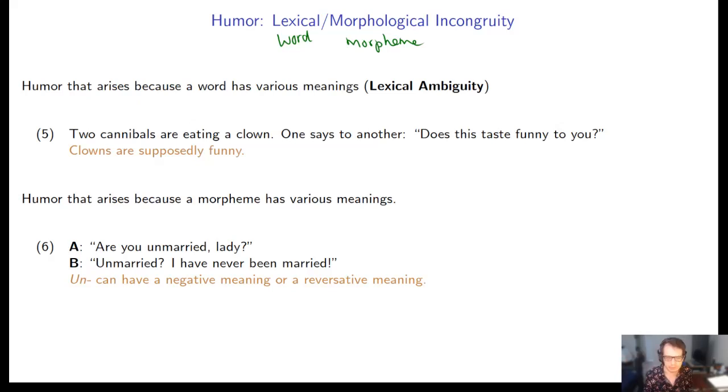Take LING 323 if you want to talk about what a word is. You'll find out after 13 weeks. That's a horribly difficult question to answer.